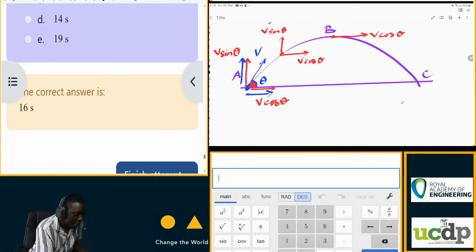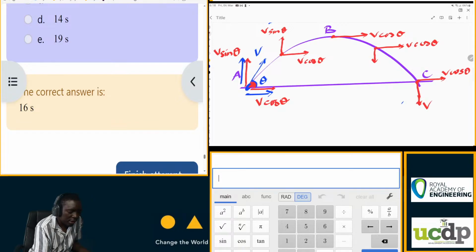V sin theta, there's nothing. When we go down at this point, v cos theta still remains the same. V sin theta starts increasing again. Then when you are here, v cos theta is still the same, and here v sin theta regains the same value but in the opposite direction. So this is now minus v sin theta.